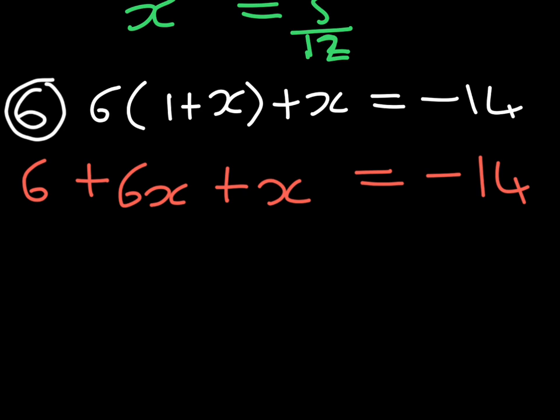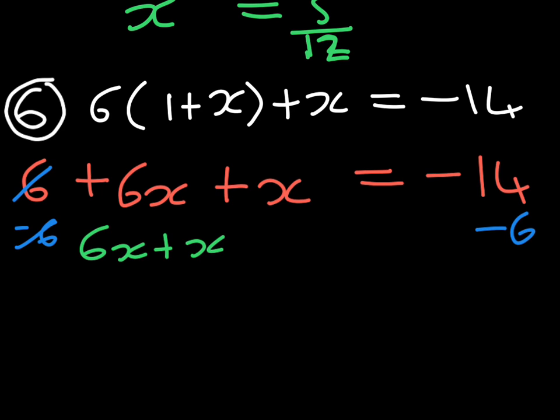We know that we are going to be moving that 6 over to the right-hand side, so we minus 6 from this side, and we minus 6 from this side. So when we minus 6 from the left-hand side, we see that the two 6's are going to cancel, and on the left-hand side, we are going to be left with 6x plus x.